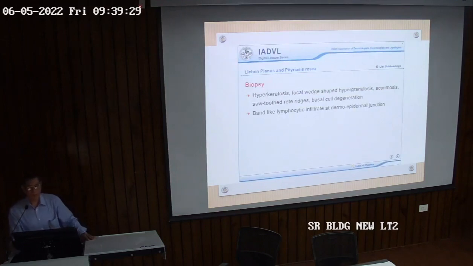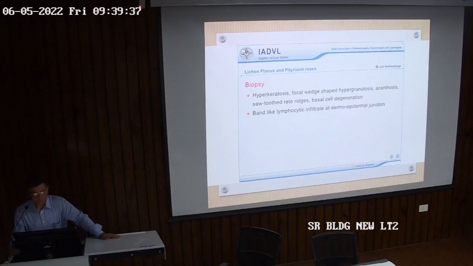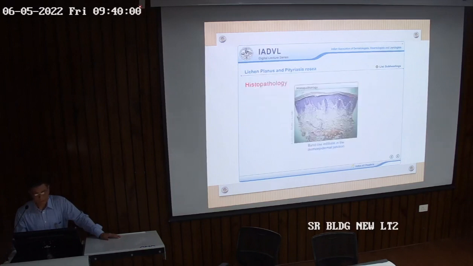So biopsy is very important in certain cases. If we have a differential diagnosis, we are not able to pinpoint the diagnosis, or we are not sure that this is lichen planus, then these classical findings on histopathology are there: hyperkeratosis, focal wedge shaped hypergranulosis, saw-tooth rete ridges. Will not go into details of this, this is another terminology totally different from what we see in undergraduate classes. So this all you will find in dermatology in post-graduation. So this is the histopathology which is classical of lichen planus.